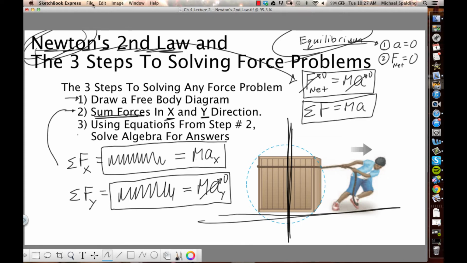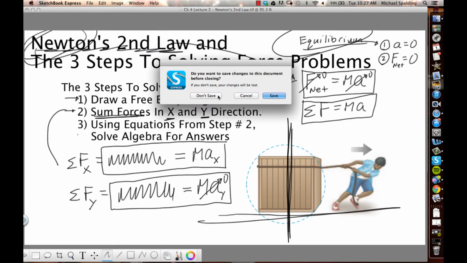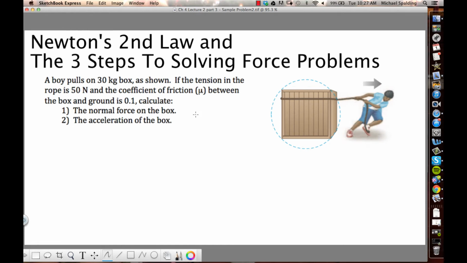All right, so now what we're going to do is go to yesterday's problem, but I just added one little thing to it. So this is the exact same problem we did yesterday. Kid pulling the box. The box is still 30 kilograms. The tension in the rope is 50 newtons, but what we added is friction. So now we have friction present here.